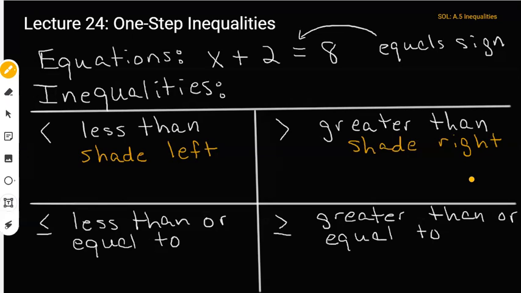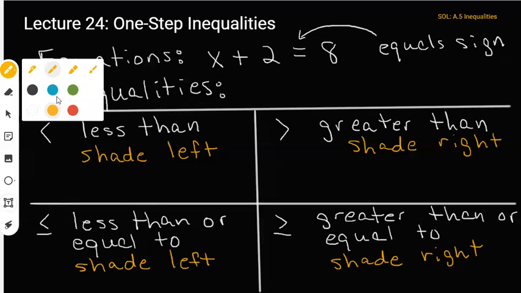And then the 2 symbols down at the bottom behave the same way. For the less than or equal to, you're going to be shading to the left, just like the less than symbol. And then for the greater than or equal to symbol, it's pointing to the right, so you're also going to be shading to the right for this one. So less than, you shade to the left. Greater than, you shade to the right. Okay? Let me change my color one more time to red.